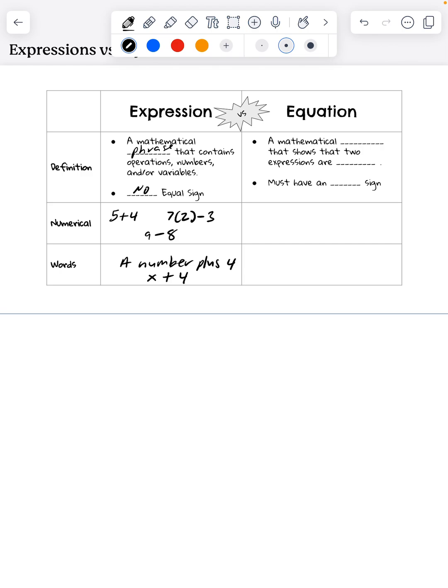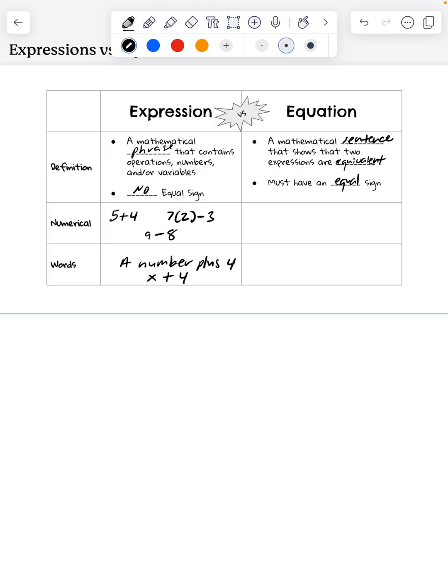Okay, so now we're going to move to an equation. An equation is a mathematical sentence that shows that two expressions are equivalent. And when you're talking about equivalent, another word for equivalent is equal. It must have an equal sign. If it does not have an equal sign, it is not an equation. Now, when you're talking about an equation, the variable that is in the equation has a set answer. It has a set value.